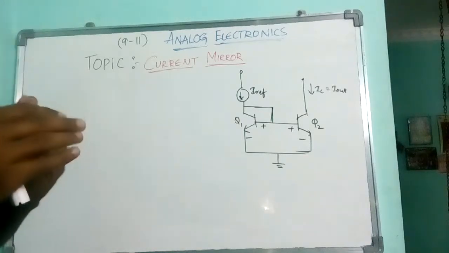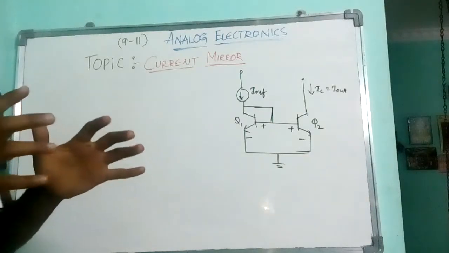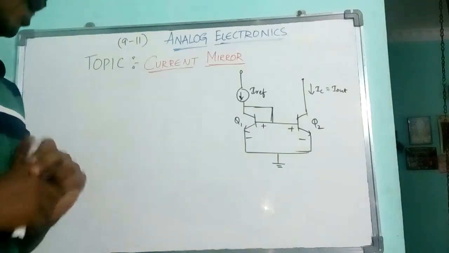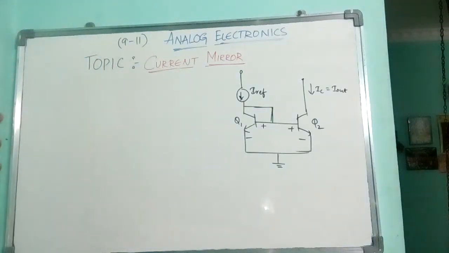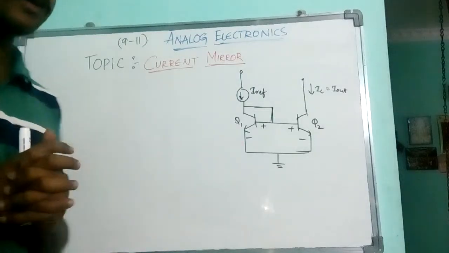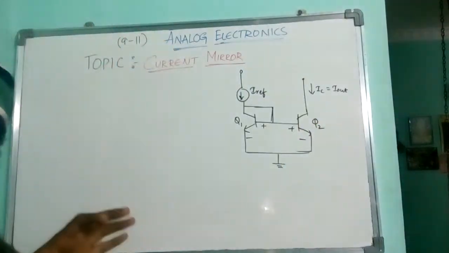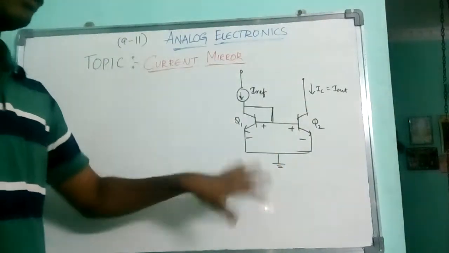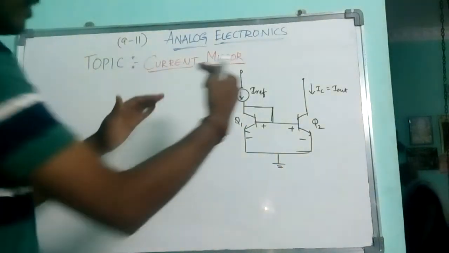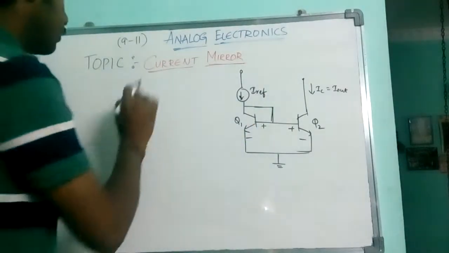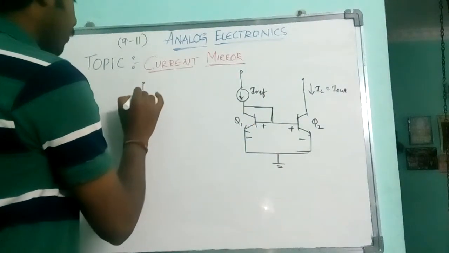We'll talk about them, but before that, I need to give you the basic explanation of this current mirror. First I'll separate this current mirror circuit and explain it. I'll take this part of the circuit first, this transistor. Consider this part. I have the reference.